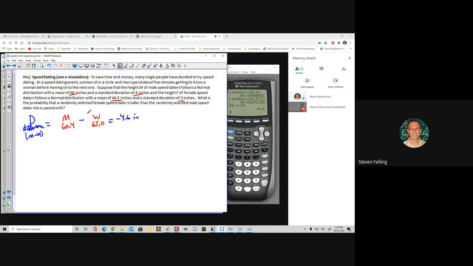Okay, so what we're going to do to figure out what this probability is roughly is simulate a speed dating event with 100 men and 100 women randomly assigned by our calculator. Then we're going to have the calculator determine what these differences are, and count up how many times they're negative out of 100. That'll tell us the probability, the percentage chance of that happening. So I'm going to walk you through this process of doing this with a simulation.